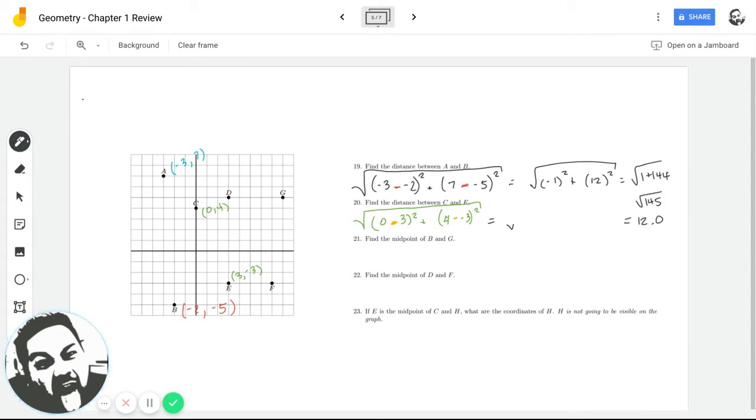So we go equals square root. That's going to be -3 squared plus the other one, which is going to be 7 squared. All right, let me make this so we don't get confused right there.